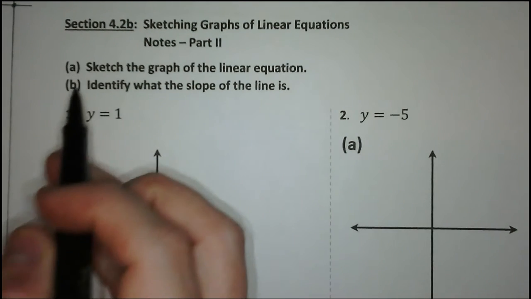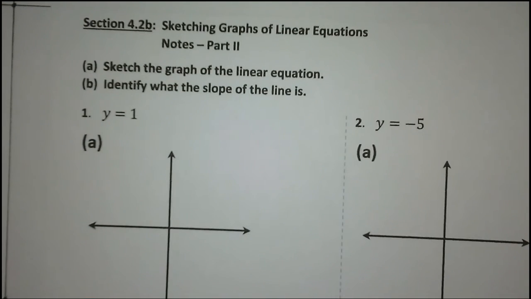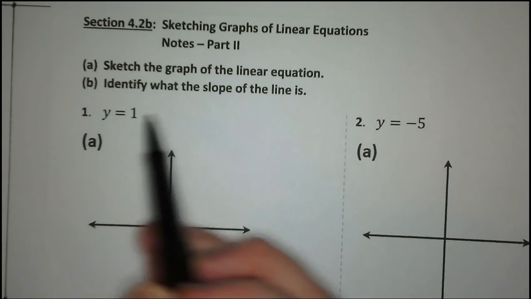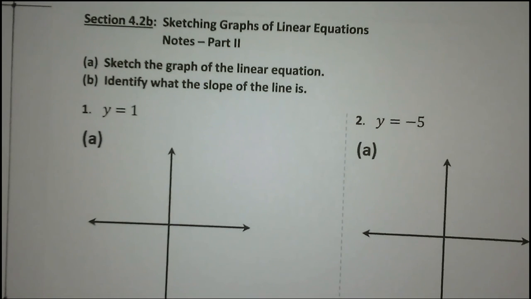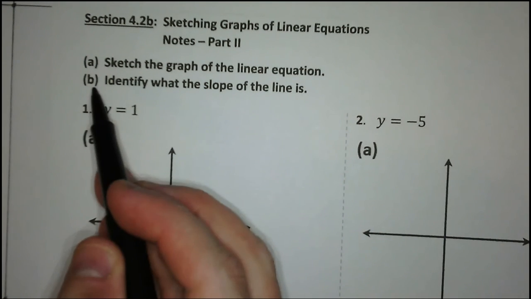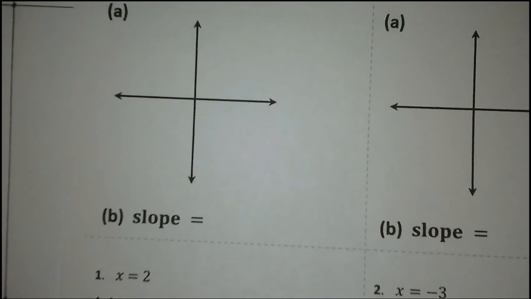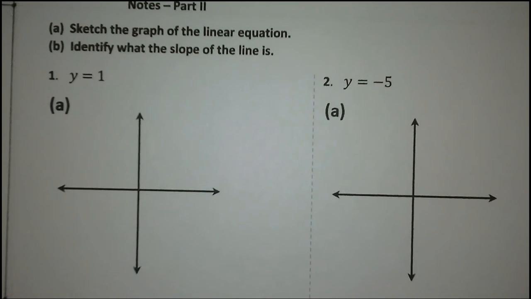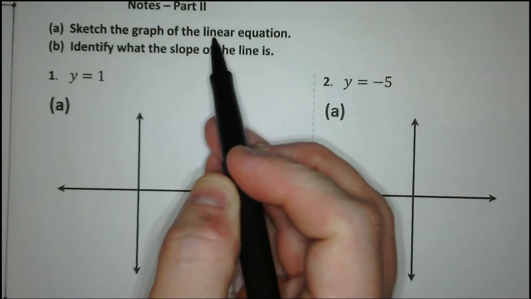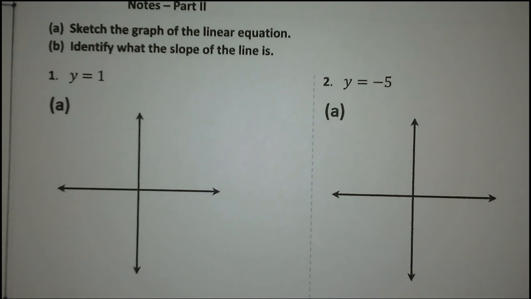You're supposed to sketch the graph of all the linear equations. Of each linear equation, you're supposed to first sketch the graph, and then in part B, you're supposed to identify what the slope of the line is. Remember, linear equation literally means that the graph is going to be a line.